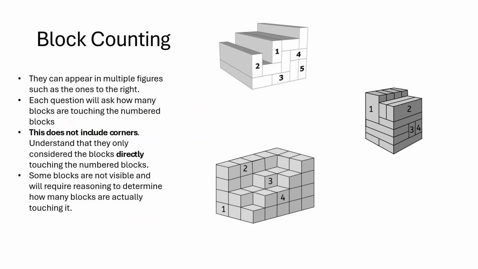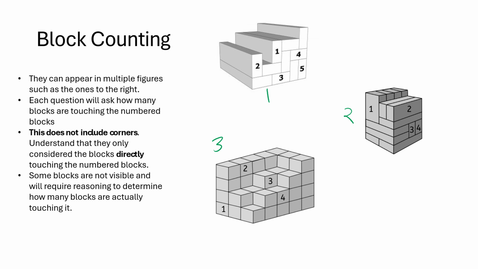Block counting is a little tricky, in my opinion. They appear in multiple angles, multiple directions, so these are the multiple ways that they could show up, and there are still more ways they could show up. Each question, there's going to be at least four or five. You have 30 questions, and you have to answer them in 4.5 minutes, so you are working really fast.